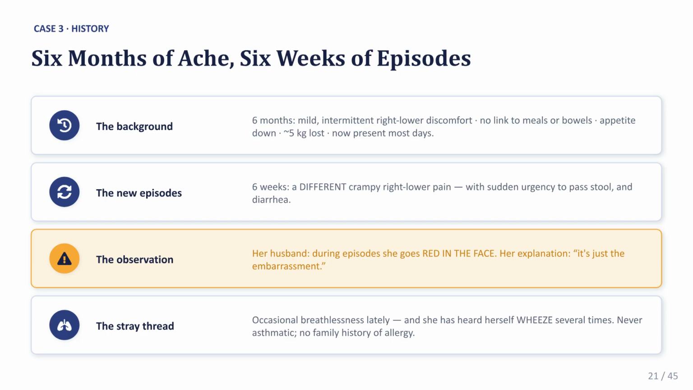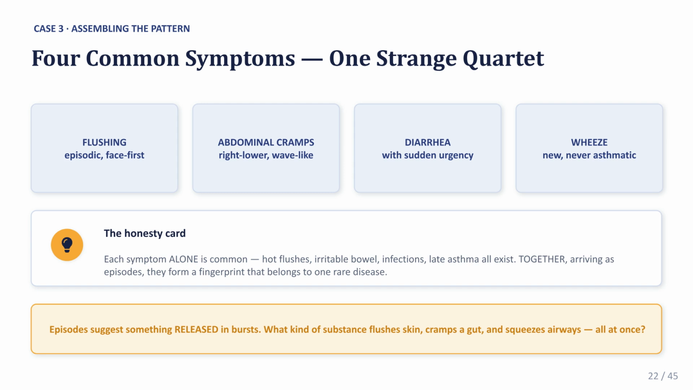The history presents 4 distinct threads: chronic abdominal ache, new crampy pain with diarrhea, episodes of facial flushing, and recently, unexplained wheezing. At 64, a new wheeze in a non-asthmatic patient is a red flag. We have a set of symptoms that form a very specific pattern. Put the symptoms together: flushing, cramps, diarrhea, and wheeze. Each could be benign in isolation, but together, they form a fingerprint of something releasing hormones in bursts.